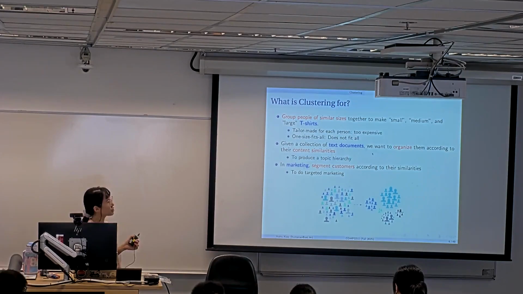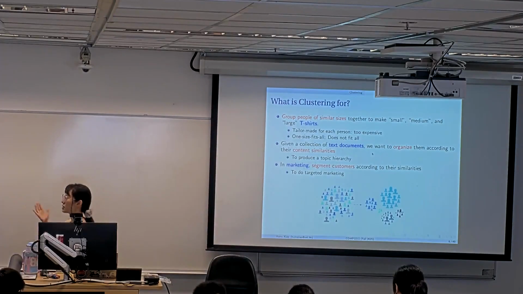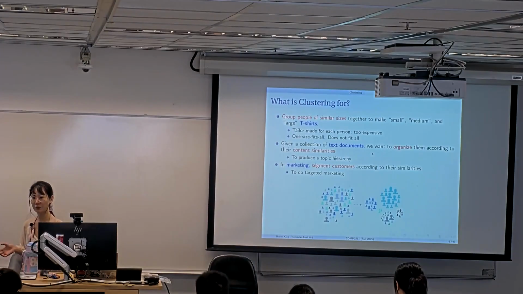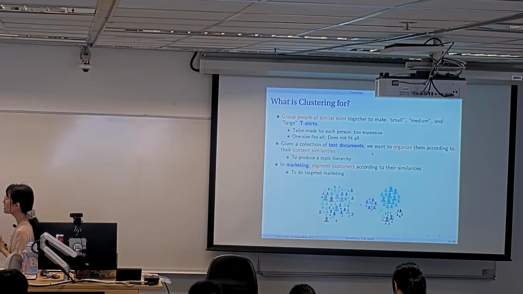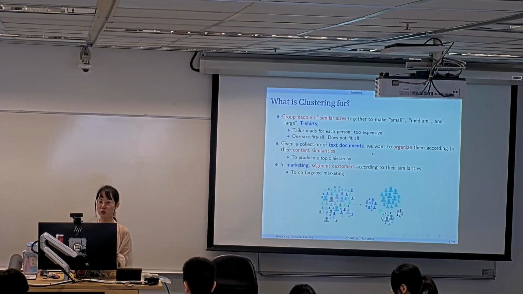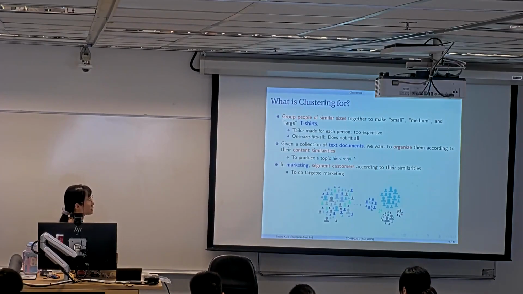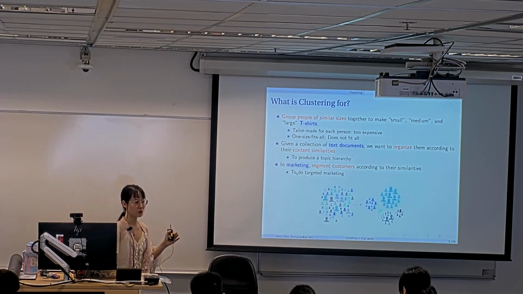So note that if we just want to organize them according to their content similarities, actually that's clustering. That's not text classification, right? Because we don't need the text labels to do that. We only need their contents and then try to group them into different groups and possibly into different hierarchies to do this text hierarchy. That in marketing, that's our first problem shows.